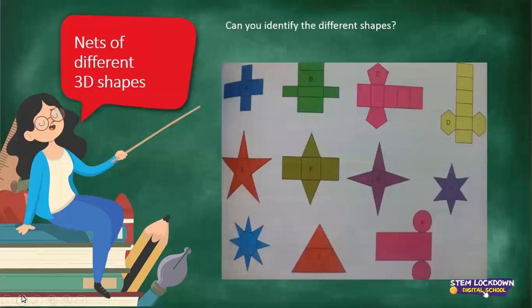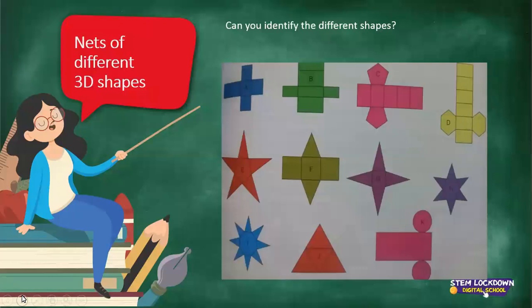All right. Now we have our little exercise. Can you identify the different shapes? These are nets of different 3D shapes. So if you're looking at these nets, can you identify the 3D shapes from looking at this net?